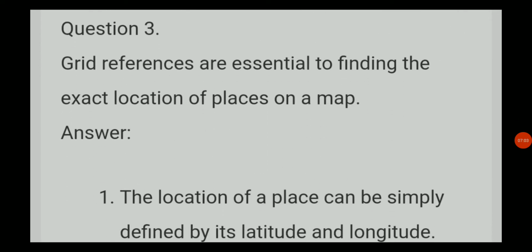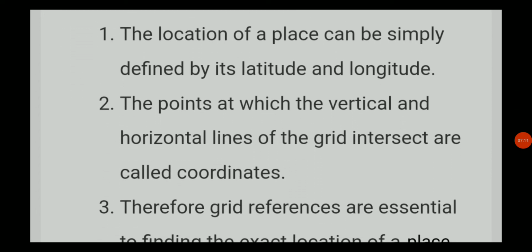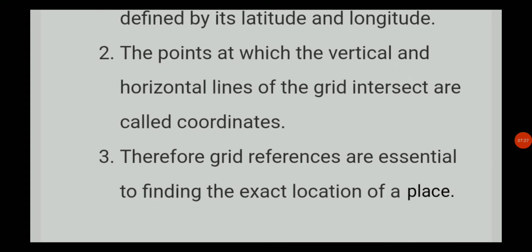Your third question, grid references are essential to finding the exact location of the places on the map. Your answer, first point, the location of a place can be simply defined by its latitude and longitude. Second point, the points at which the vertical and horizontal line, that is the latitude and the longitude of the grid, intersect are called coordinates. Third point, therefore grid references are essential to finding the exact location of the place.